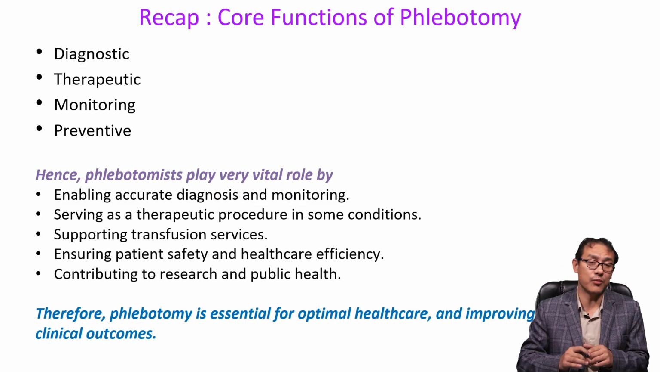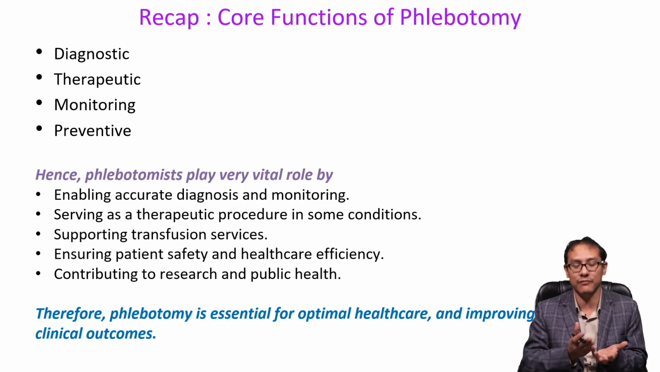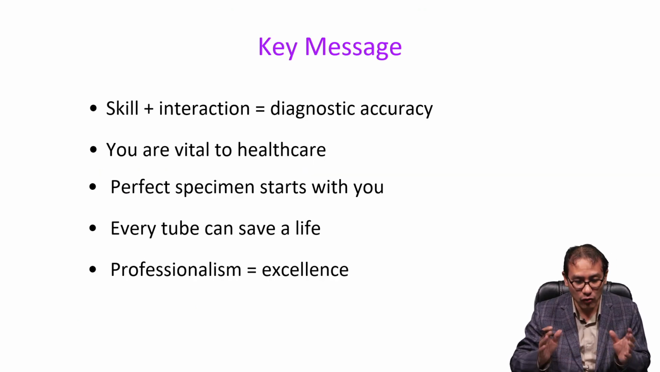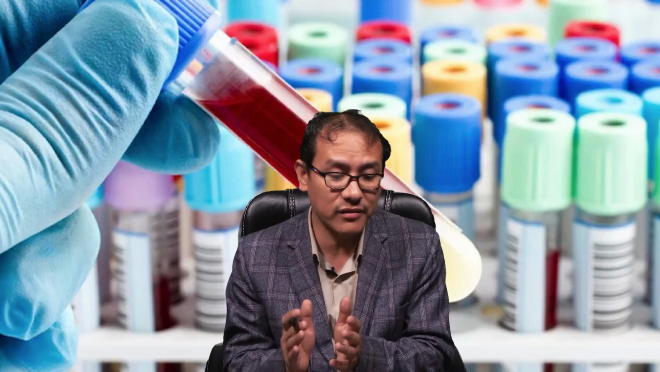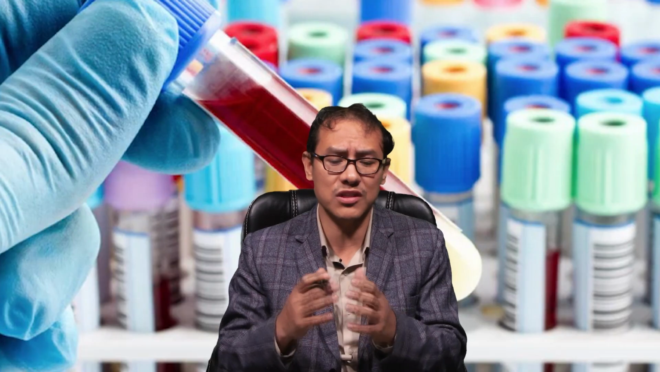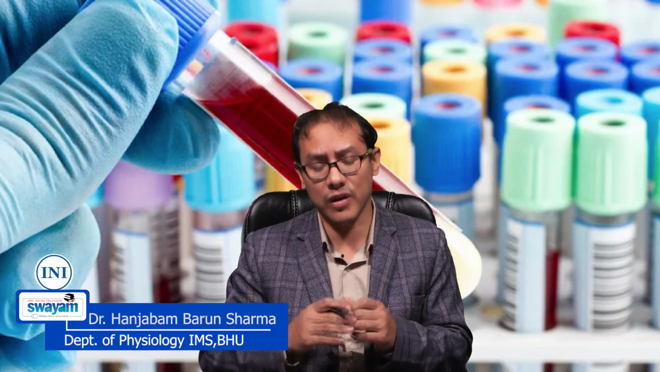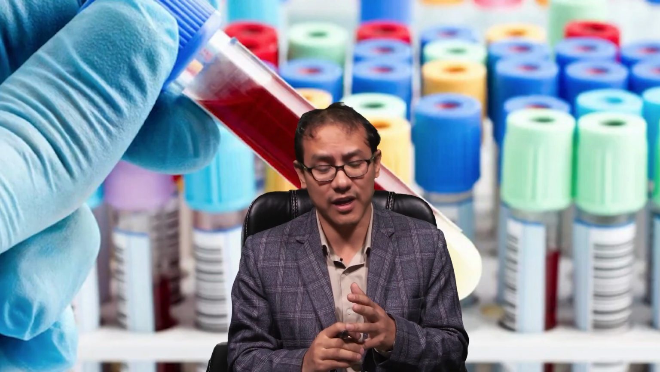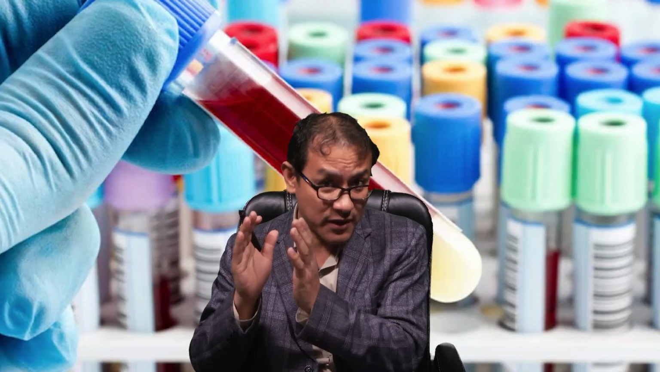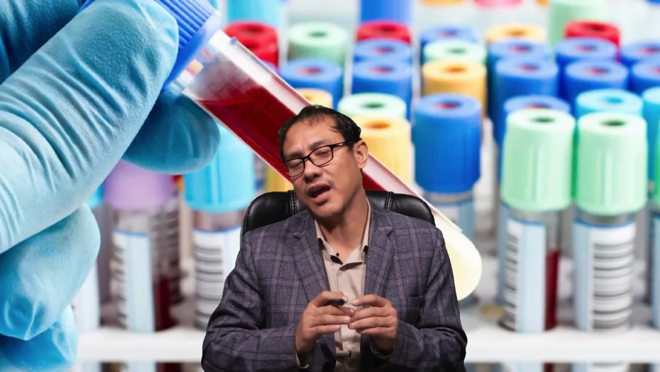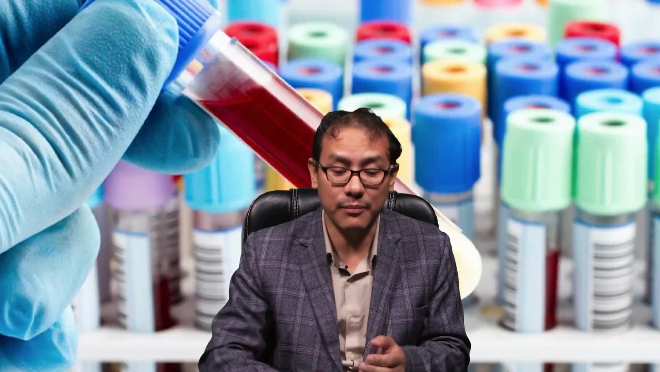So phlebotomy is very important, because ultimately optimum phlebotomy is essential for optimizing healthcare and improving clinical outcomes. So skill is very important, the way of interaction, communication is very important, your knowledge is important, competency is very important, because it will definitely lead to the accuracy of the diagnosis. And you have to remember that you are a vital part of the healthcare system. A perfect specimen is very important, because it starts with you, how you handle it, and every tube can save a life, and professionalism means excellence.